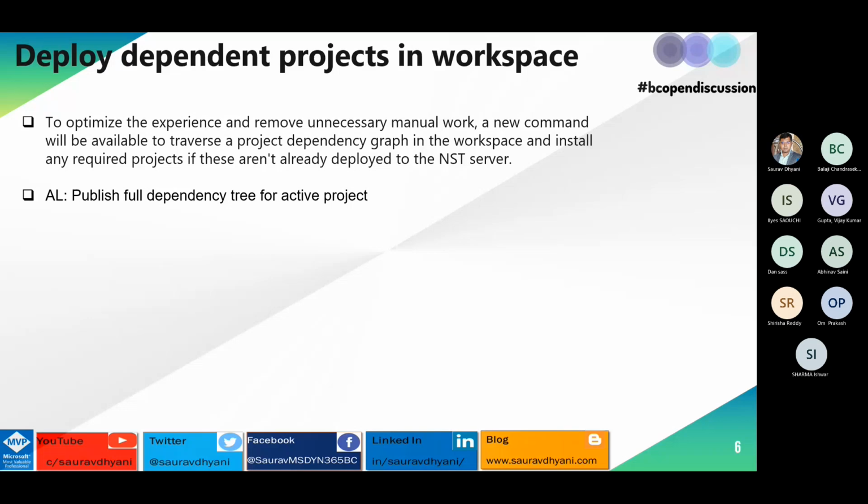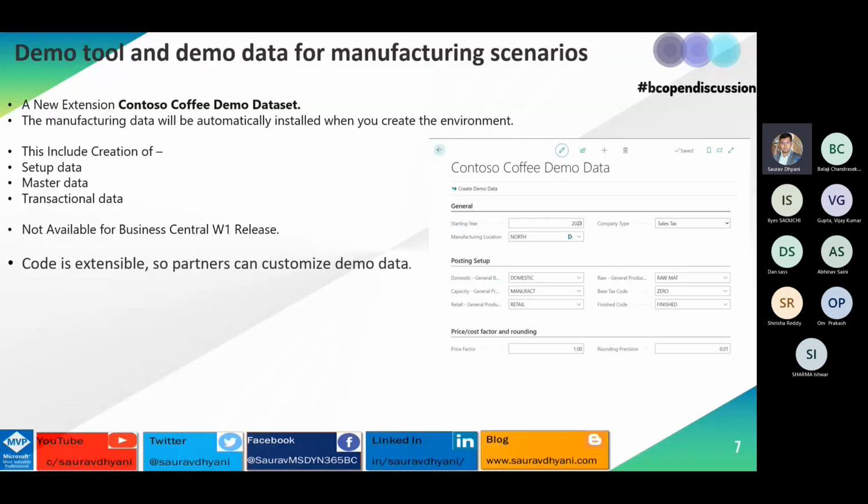Okay. Moving to the next item, which is the demo tool and demo data for manufacturing scenarios. Now, this was missing for a while, especially after Business Central 15, where there was a very limited set of data available in the Docker containers, or when you create a demo database in Business Central SaaS, or the database that you receive from Microsoft in the on-prem environment.